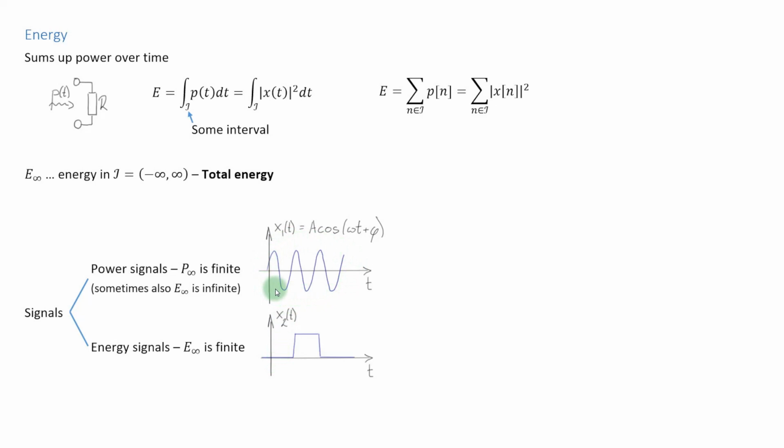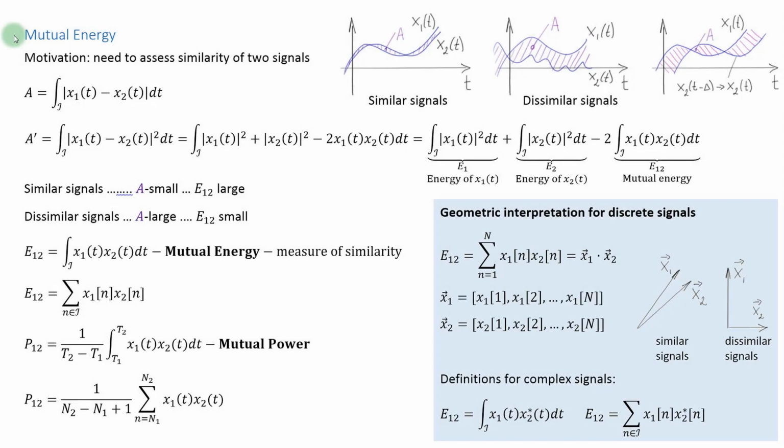If you square this sine and try to integrate it from minus infinity to plus infinity, you are not going to get a finite number. Thus, this cannot be an energy signal. But if you square this signal and then compute the average, you are going to get some finite number. So this signal is a power signal.